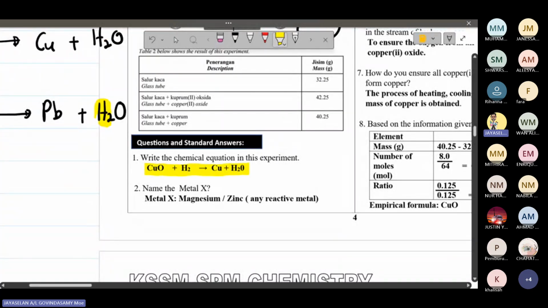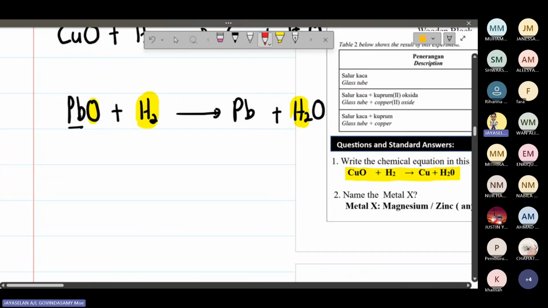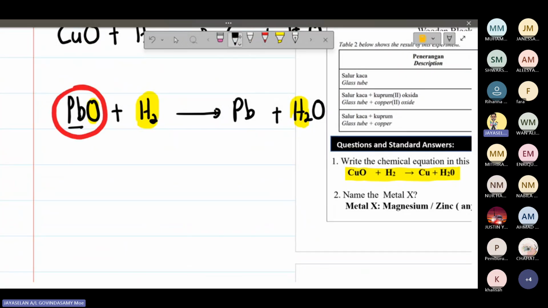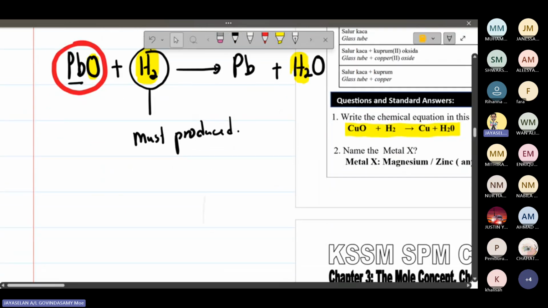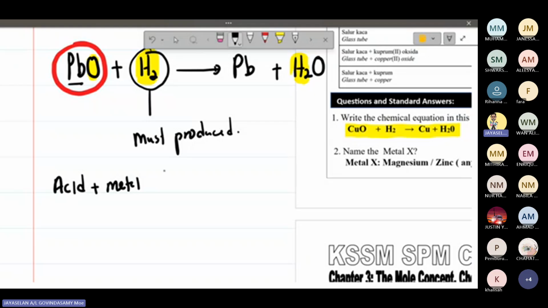Sudah tulis. Okay, so dalam exam, ini kita simpan dalam makmal. But the hydrogen gas, you must produce in the laboratory during the chemical reaction. How to produce the hydrogen gas? You already learned in Form 3, acid reacts with metal. You will get salt plus hydrogen gas.